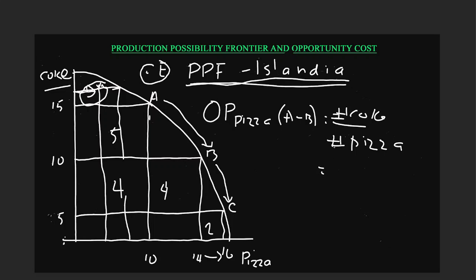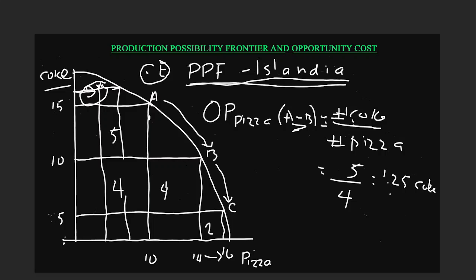Now, as we move from point A to point B, right? They give up how many Coca-Cola? 5. Okay. What is the change in pizza that they get? 4. Okay, so this is equal to what? This is equal to 1.25. Okay, 1.25. Remember, this is in the denominator. That is how we measure in Coke. So this is 1.25 Coke because you have Coca-Cola in the denominator right here.